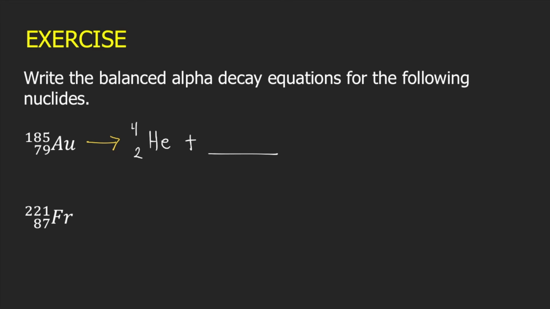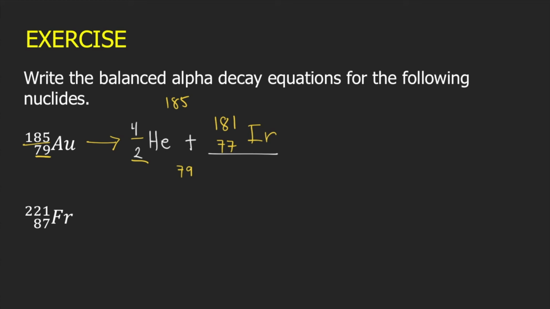So let's use the rules in balancing. On the left side, we have 79 as the atomic number. On the right side, we have 2 plus blank. So of course, that's 77, because 77 plus 2 is 79. So what is the 77th element in the periodic table? That would be Ir, or iridium. So let's balance the mass number. On the left side, we have 185. On the right side, we have 4 plus blank. That should be 181, because 181 plus 4 is 185.